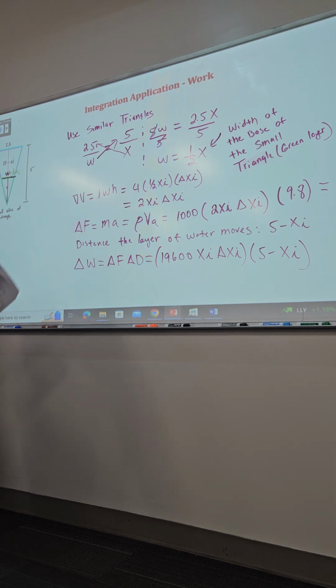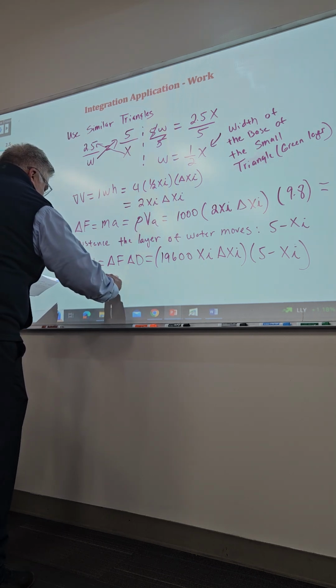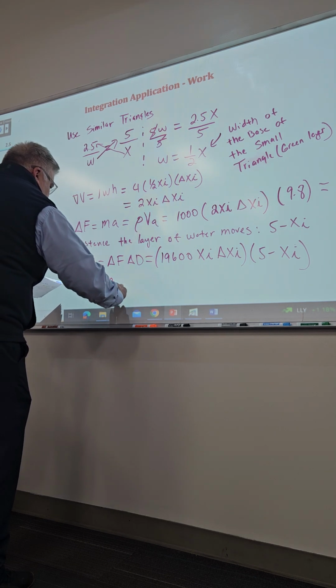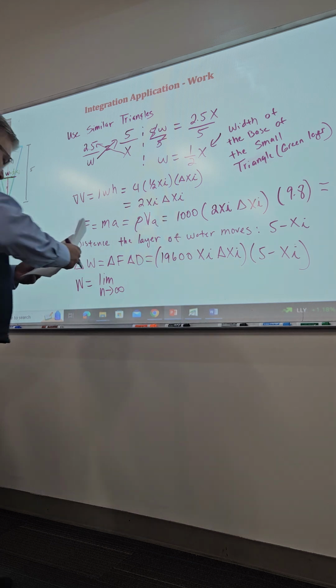And then we're going to write a Riemann sum. So we're going to say the limit as n goes to infinity. We got infinitely many layers we're pumping this thing out of, this green layer. We got a lot of green layers we have to pump out. It's not just one. We say one green layer, but as you go down, there's going to be a bunch of them. So the limit as n goes to infinity.